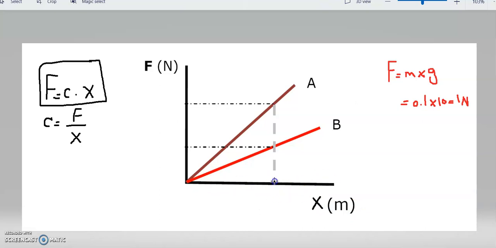For example, I choose this point here, and then you draw a vertical line like this, and then you can compare the forces here. So for the same amount of extension, spring A requires a larger force than spring B. So that means that kA, the spring constant of spring A, is larger than the spring constant of spring B. So the larger the spring constant, the stiffer the spring. So spring A is stiffer.